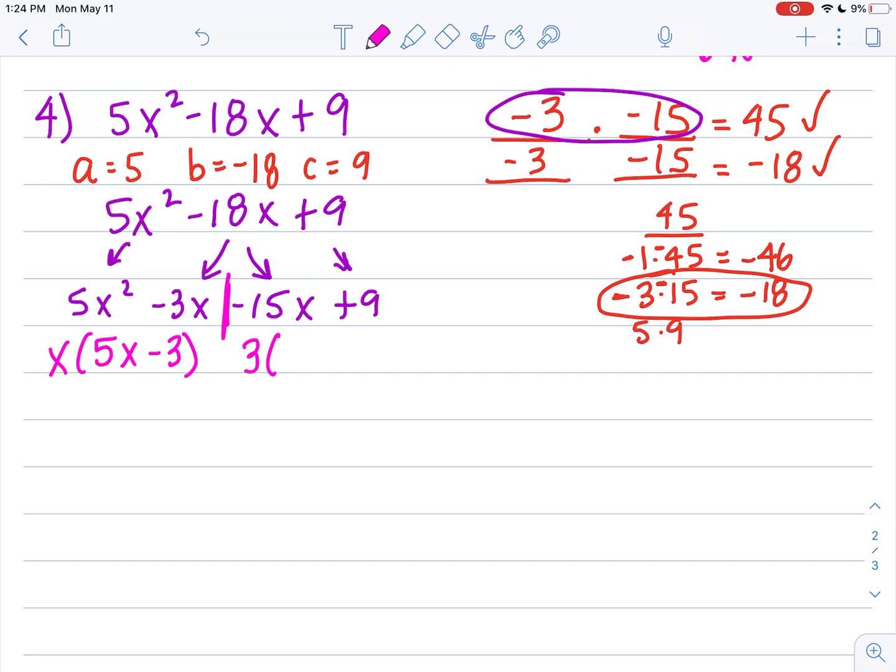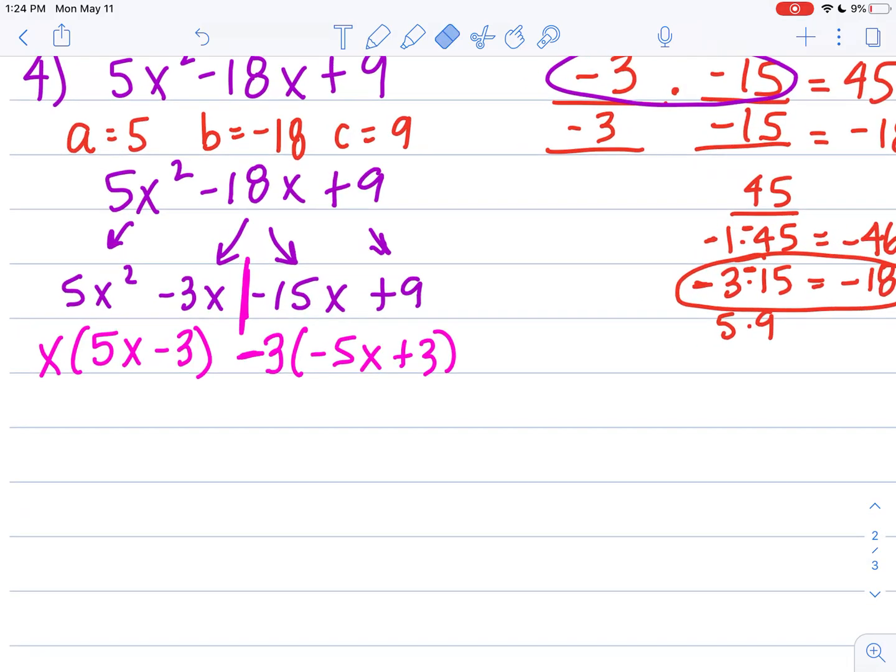Okay, so if I take out a 3, negative 15 divided by 3 is negative 5, and then an x, right? 9 divided by 3 is 3. Okay, let's check. So 3 times negative 5 is negative 15, and 3 times 3 is 9, right? Now here's the thing. Do you see how the numbers match? But the signs are opposite. If this happens, because you have a 5x minus 3 and a negative 5x plus 3, you need to take a negative out here and switch these signs.